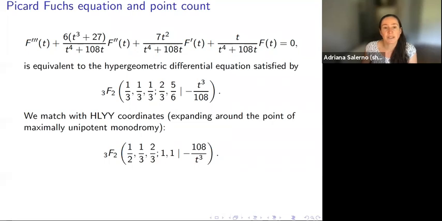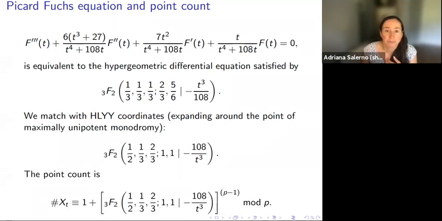There's some work we need to do. I haven't told you about HLYY, but we need to expand around a point of maximally unipotent monodromy. This is all advertising for my talk next week, so I'll tell you more about that then. But you can associate it with this hypergeometric equation, and through a change of variables, you can get this hypergeometric equation, which is just a little bit nicer. And in fact, this is the one that's related to the point count.